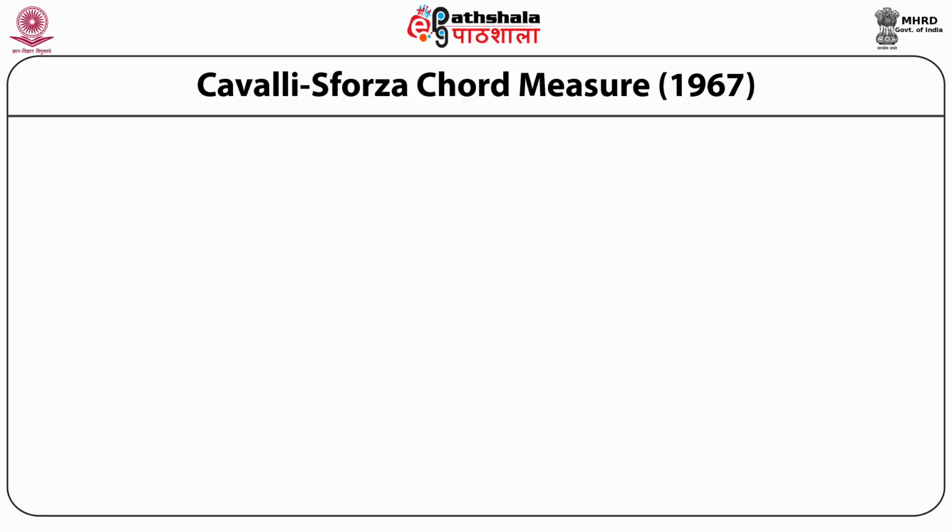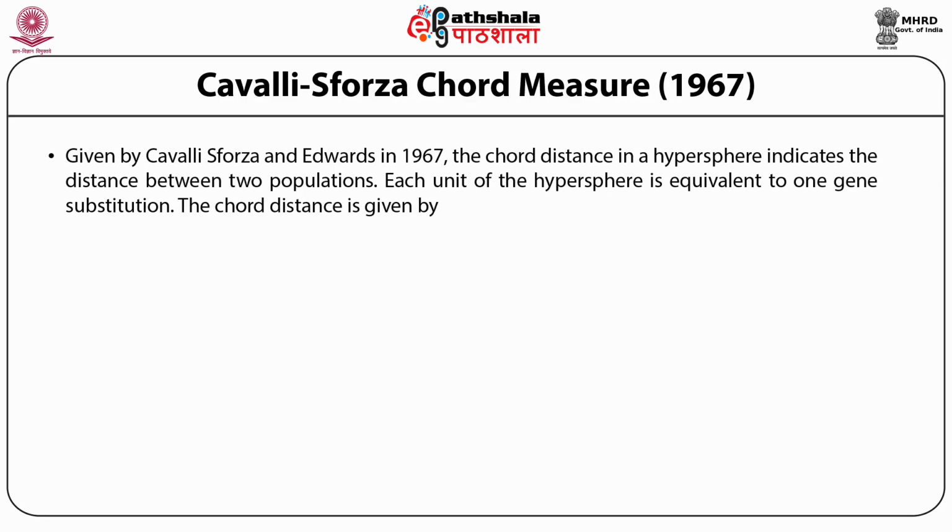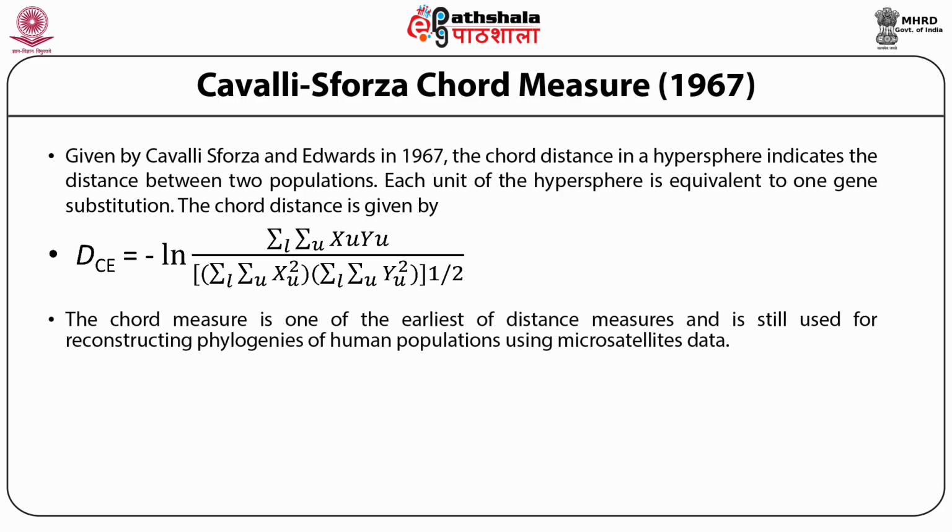Cavalli-Sforza chord measure. In 1967, Cavalli-Sforza and Edwards gave this chord distance in a hypersphere which indicates the distance between two populations. Each unit of the hypersphere is equivalent to one gene substitution. As you can see in the chord distance formula, the chord measure is one of the earliest of the distance measures and is still used for reconstructing phylogenies of human populations using microsatellite data. However, the estimated chord distance does not consider the role of mutation and assumes that changes are due to drift only to bring about the divergence, and so is also called geometric distance.